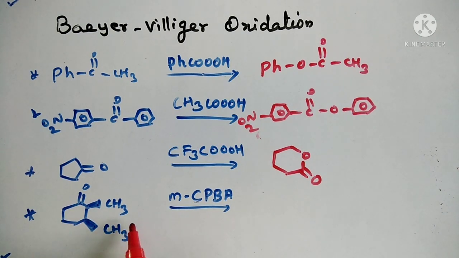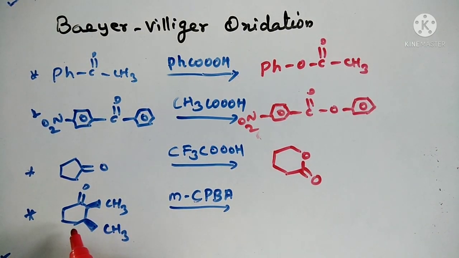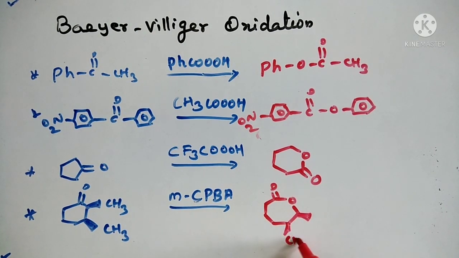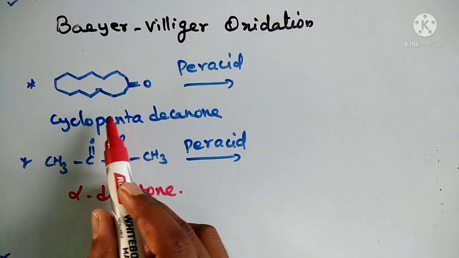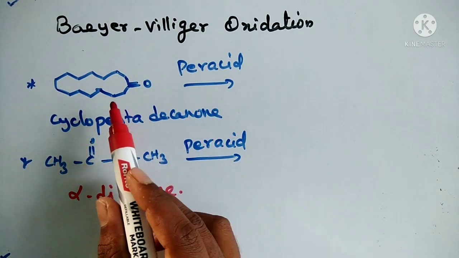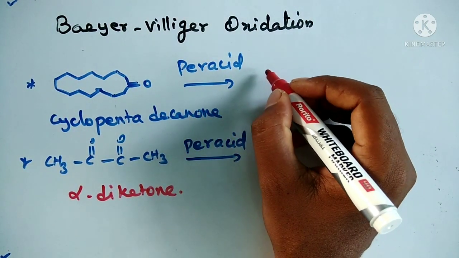Look at this one. Metachloroperbenzoic acid. The ketone is converted into ester. So where can we insert the oxygen, here or here? Here the electron density is more, so we can insert here. We got an ester product. Look at this example, cyclopentadecanone. If you oxidize, what will you get as the product? You will get an ester product.